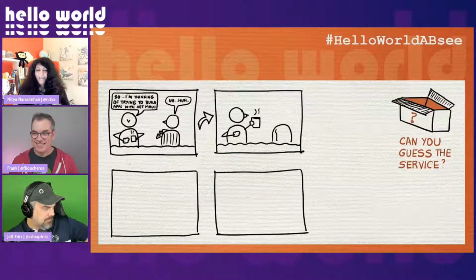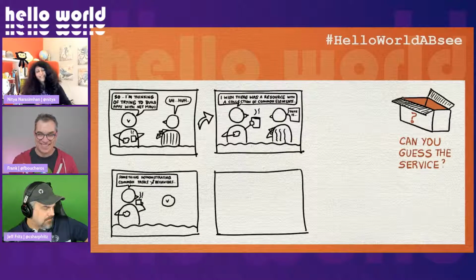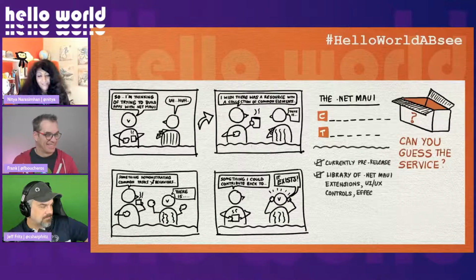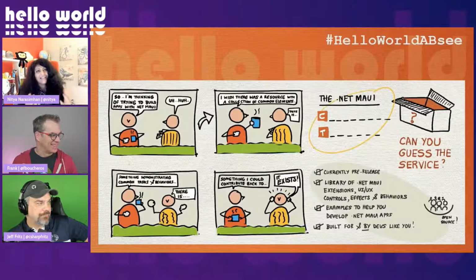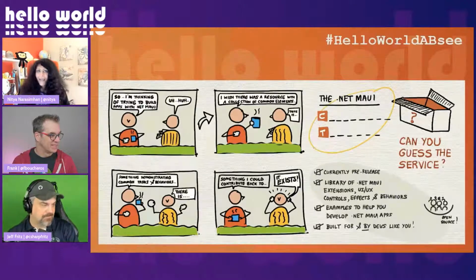This one says, I'm thinking of trying to build apps with .NET MAUI. And the person's like, I want a resource that gives me a collection of common elements. It should give me examples for behaviors, all of this stuff. And this other person's like, it exists. Let me tell you, it exists. And this person keeps talking. But my question to you is, do you know what this resource is?